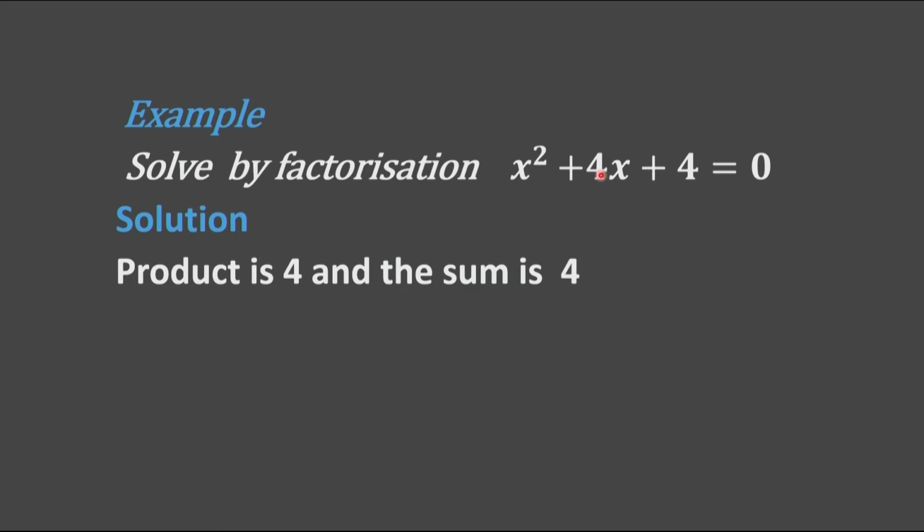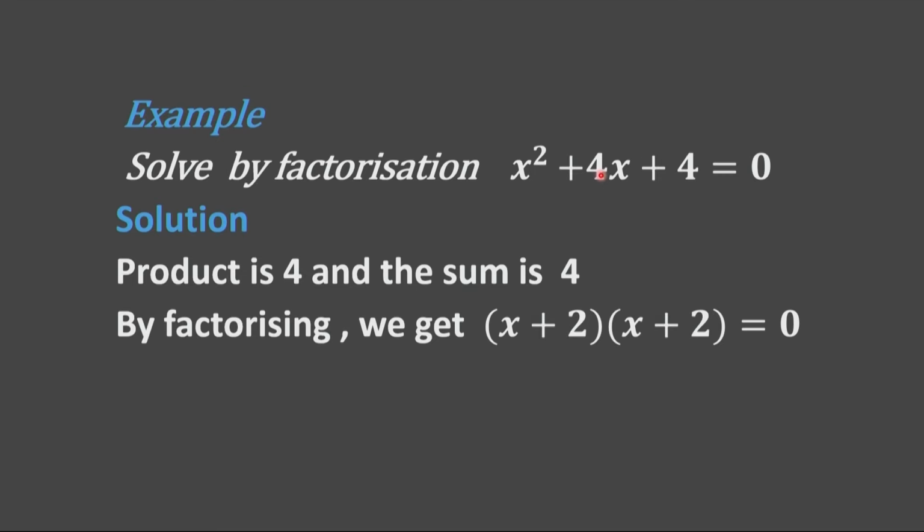Now, how do we proceed with factorization? It's very easy. You think of two numbers that, when you multiply them, you get 4, and the same two numbers, when you add them, give you a sum of 4. Now look at our numbers here. Let's start with our product, which is 4.